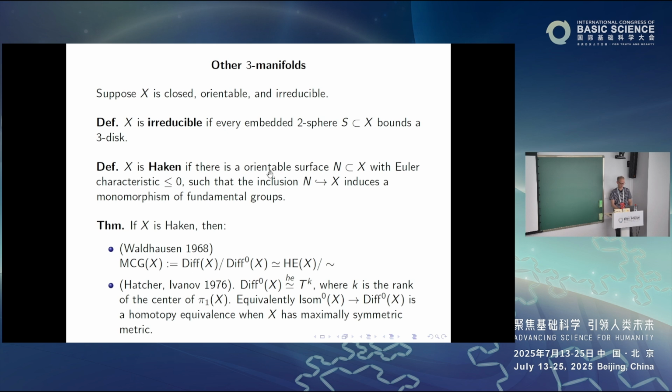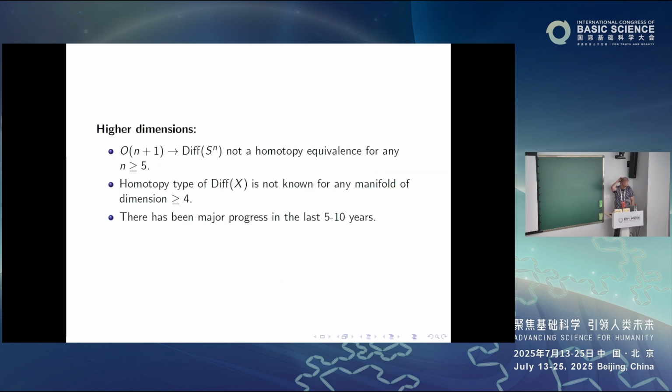So that means the following. So you can find an orientable surface N that should have non-positive Euler characteristic, so that the inclusion of N into X is a monomorphism on pi 1. Okay. So these were studied starting in the 60s.